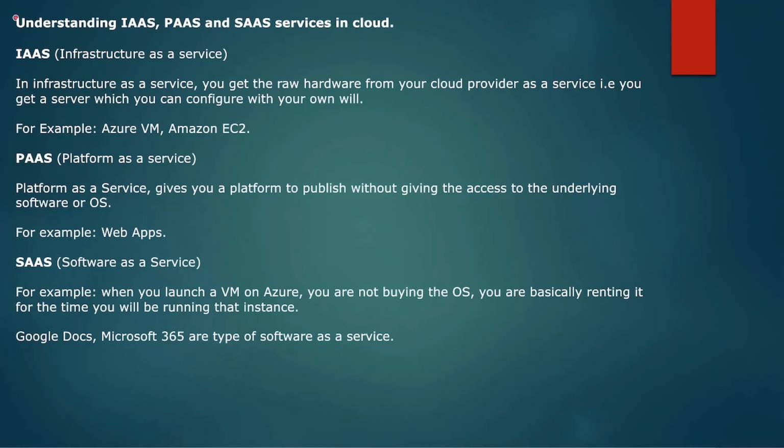Now there are three different types of services provided by the cloud providers. That is infrastructure as a service, IaaS, platform as a service, PaaS, and the third one is SaaS, which is software as a service. Now, what do you exactly mean by infrastructure as a service, platform as a service, and software as a service? First of all, I'll explain what exactly you mean by infrastructure as a service. Okay, fine.